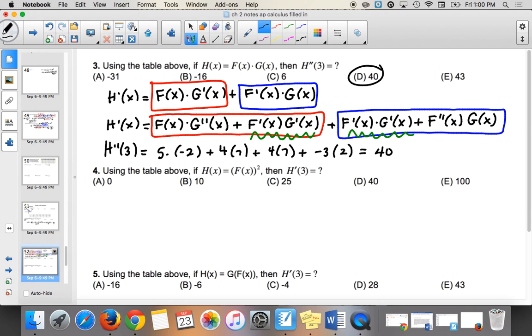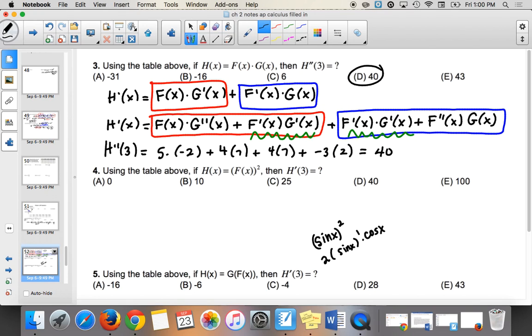Fun, fun, fun. All right, so it says using the table above, if h of x equals f of x squared, then what is h prime of 3? So this is where I've told you guys to treat f of x like sine of x. If you can think about how to take the derivative of something like sine squared of x, then you're good. Its derivative would be 2, and then you still have sine of x, that's like our f of x to the first, times the derivative of sine, which is going to be cosine. So that's how you would take the derivative.